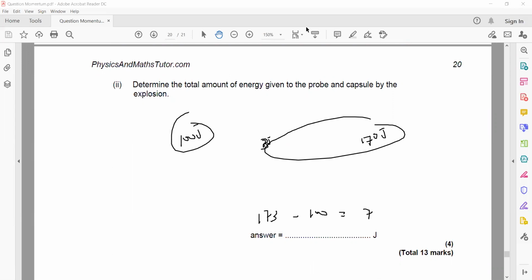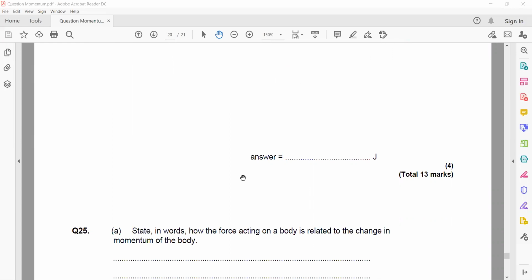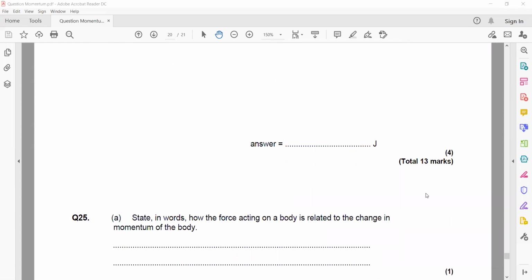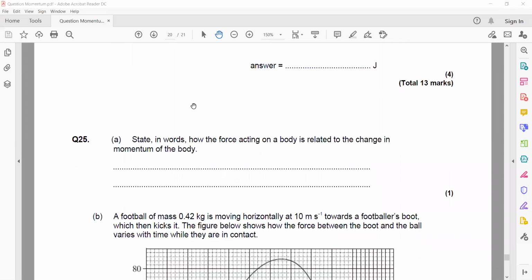This part? So any other question or a doubt? 25 part C.